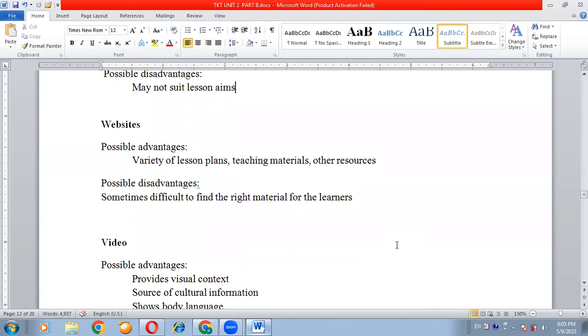Websites. Possible advantage: a variety of lesson plans, teaching materials and other resources for the teachers. Disadvantage: it is sometimes difficult to find the right materials for the learners.